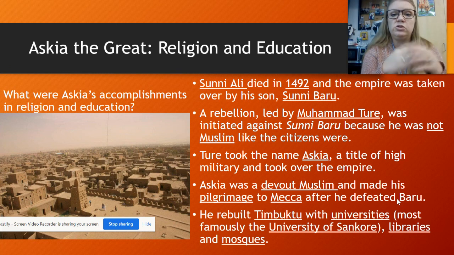He rebuilt Timbuktu. So remember that the invaders, they burned down Timbuktu, right? So when they burned down Timbuktu, Mali was never able to reestablish it. But after he started, Muhammad Tur, he rebuilt Timbuktu with universities. The University of Sankor is still a very famous university today. He rebuilt libraries and the mosques. So he completely rebuilt this city, focused on education and religion.